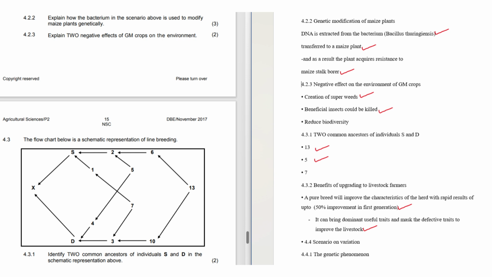Okay. Then the last mark, which is 1 mark for the result. What is the result of that? Okay, that's where you're going to tell them that the maize plant develops resistance to maize stalk borer, then you get 1 mark. Then the total is 3 marks.